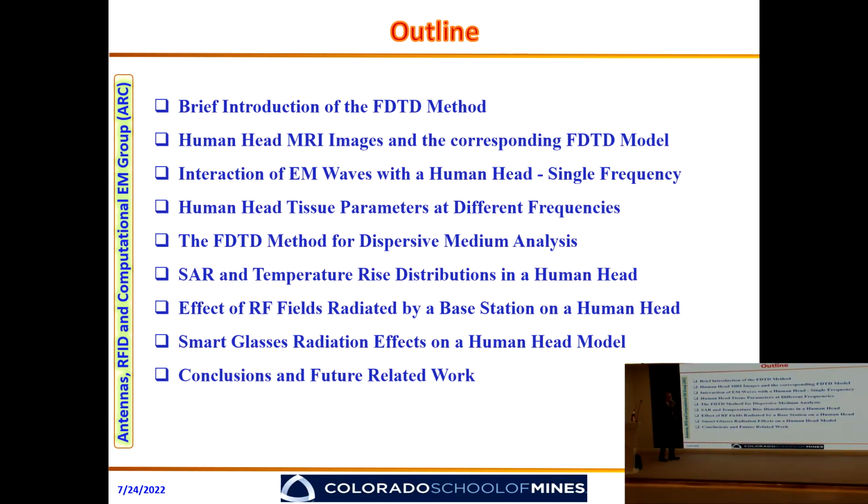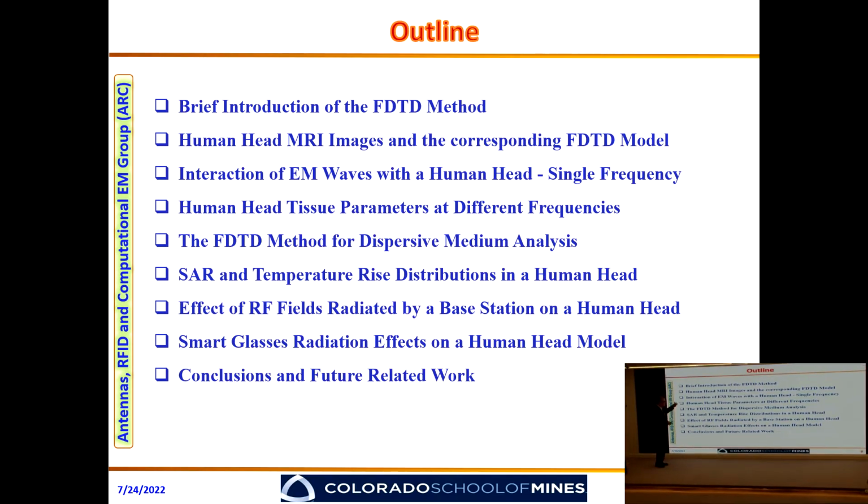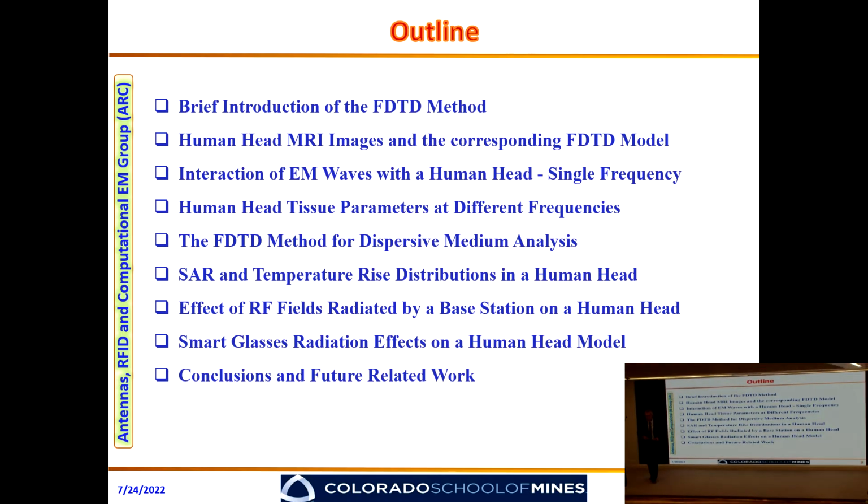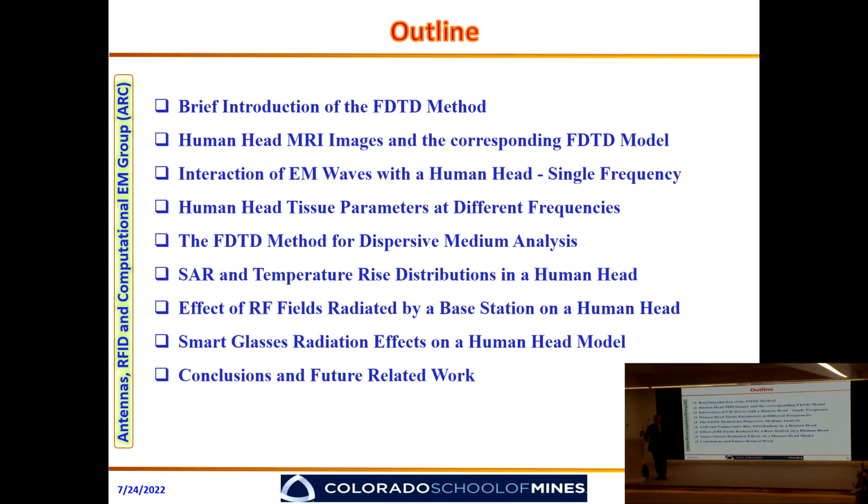discretize a human head coming from MRI images into a finite difference time domain model. And then basically, the rest is the interaction of an electromagnetic wave with a human head, whether we have a plane wave incident or an antenna next to the head coming from a cellular phone, or if you have smart glasses that have an antenna and you are wearing these smart glasses and the antenna is transmitting and receiving. So those are the three topics.